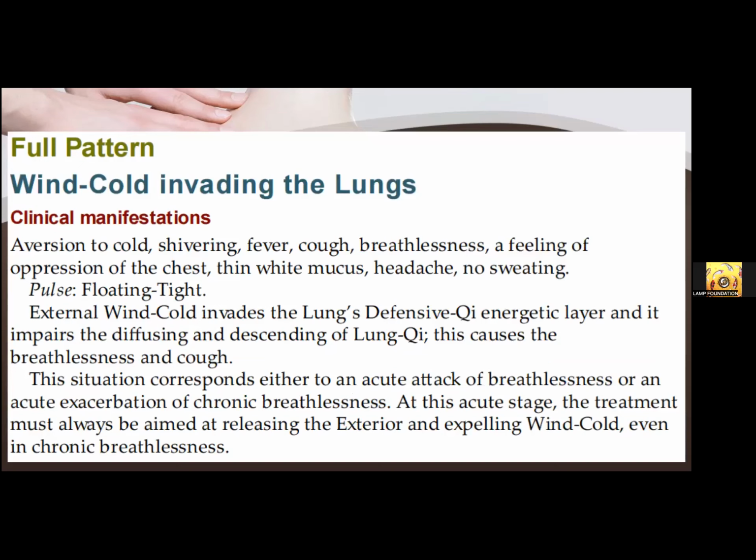So let's talk about the full pattern of wind cold invading the lungs. There is aversion to cold, shivering, fever, cough, breathlessness, feeling of oppression of the chest, thin white mucus. So this is very wind cold, headache, no sweating, pulse floating and tight. External wind cold invades the defensive chi or the wei chi, and it impairs the diffusing and descending of lung chi. So this is the one that causes breathlessness and cough. This situation corresponds either to acute attack of breathlessness or acute exacerbation of chronic breathlessness. At this acute stage, treatment should be aimed at releasing the exterior and expelling wind cold, even in chronic breathlessness.